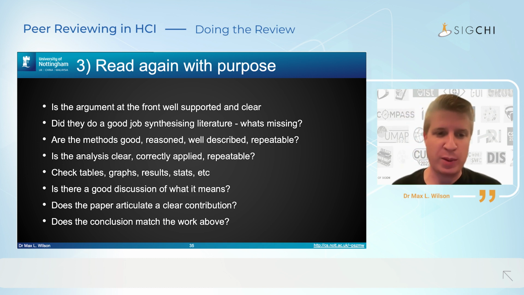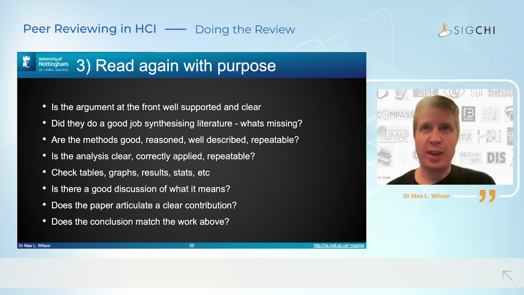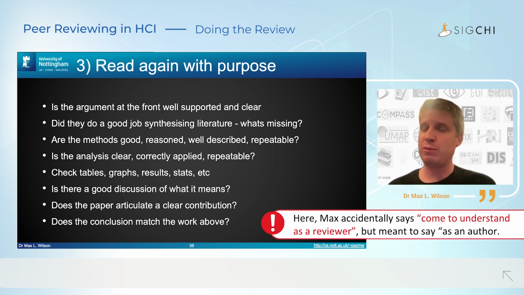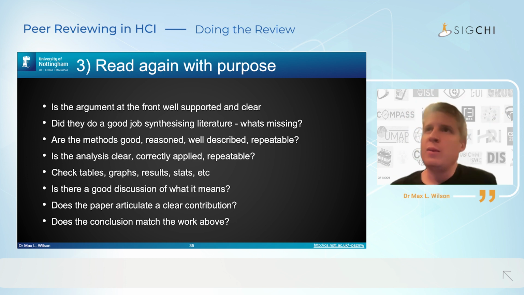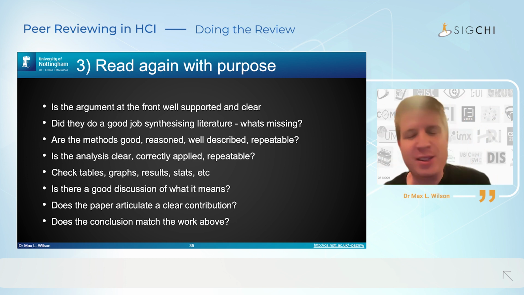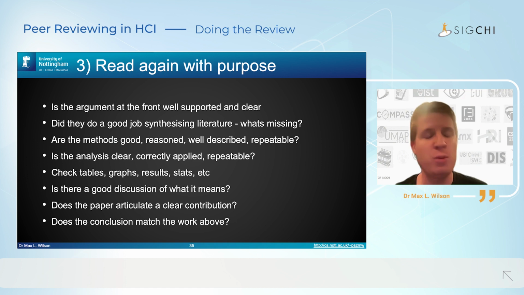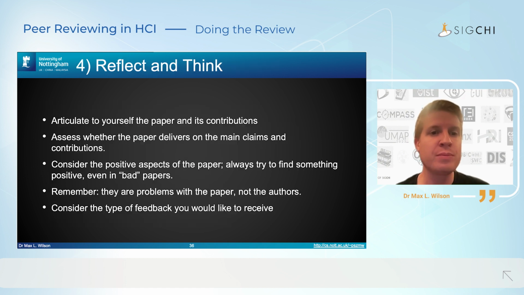Because sometimes you get papers where the conclusion is what they've come to understand as a reviewer, but not what the paper concludes from the work. And I made that mistake as an author once. I was like, here's the study we did, here's the results. What I learned was, I kind of went off on a tangent, and actually the conclusion of the paper didn't really match the work we'd done. And that was the feedback we got in the review, which was great. That's what the reviews are for.